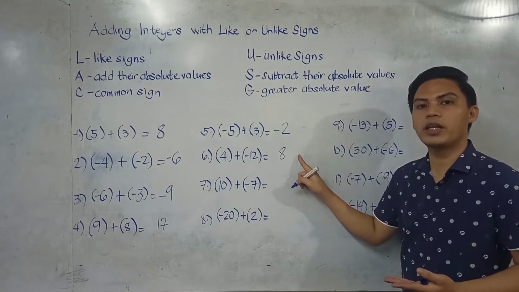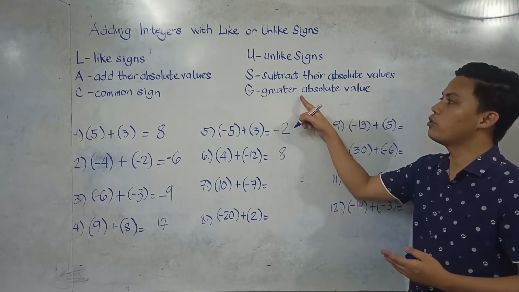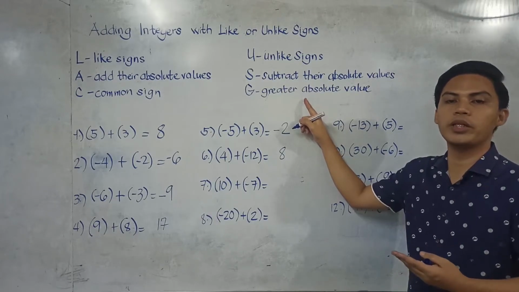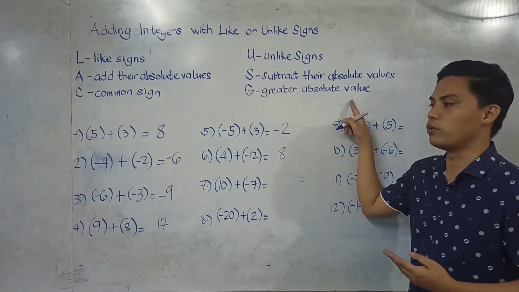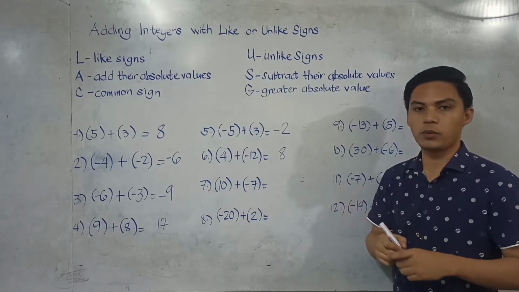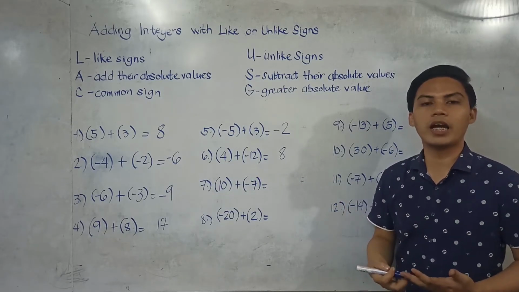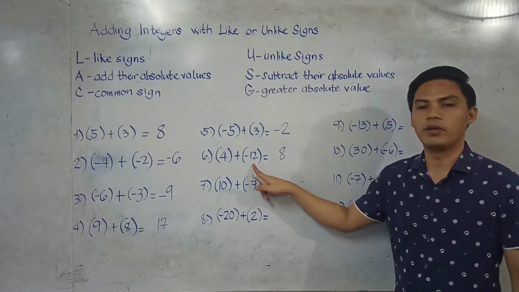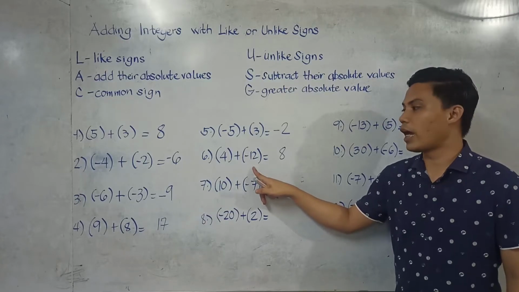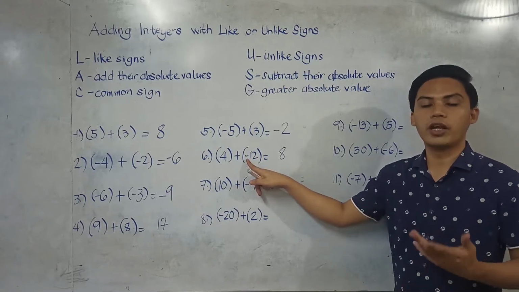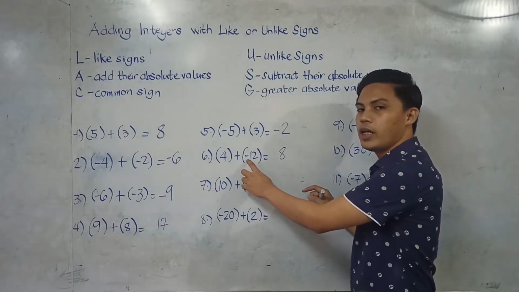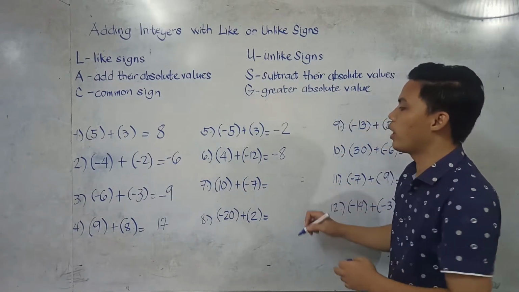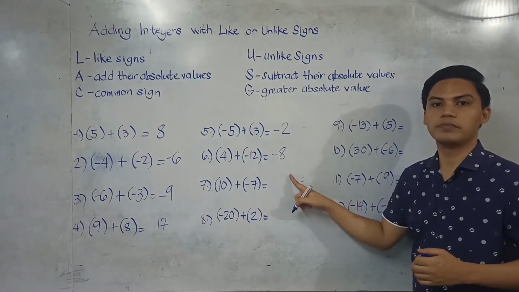This is not yet the final answer. Puntahan muna natin dun sa last na step. Last na step, copy the sign of the integer with the greater absolute value. Okay. Sa 4 at saka sa negative 12, sino ang may mas malaking absolute value? Okay. Ang may mas malaking absolute value is si 12. Okay. Ano yung sign ni 12? Ang sign ni 12 is negative. Therefore, ito yung kukopyahin natin na sign. So, ang final answer natin would become negative 8.